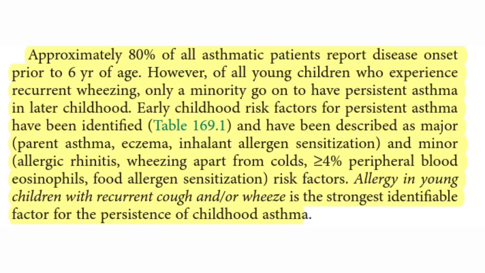These are parental asthma, eczema, and inhalant allergy sensitization, meaning the patient is sensitive to various factors I have described earlier. There are also other minor factors, like allergic rhinitis, wheeze apart from colds, and more than 4% peripheral blood eosinophilia. So the CBC will show peripheral eosinophilia, along with allergen sensitization as a risk factor. Allergy in young children with recurrent cough or wheeze is a strong identifiable factor for persistent childhood asthma.